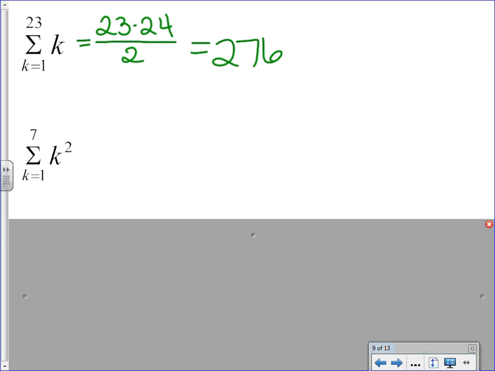How about the sum from 1 to 7 of k squared? Well, we know our shortcut is n times n plus 1 times 2n plus 1 all over 6. What's n? 7, times n plus 1, 8, times 2n plus 1, 15, all over 6.